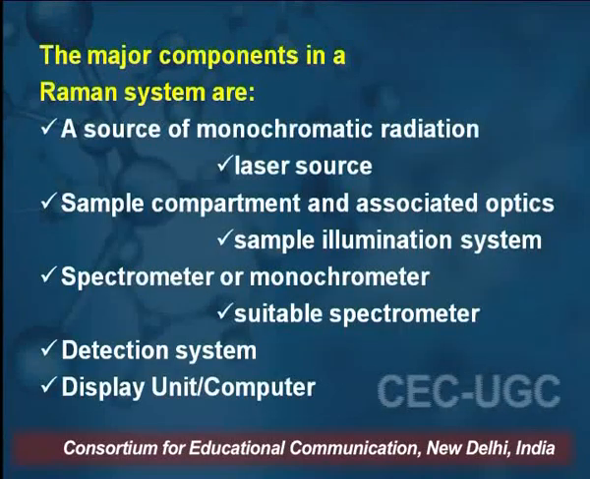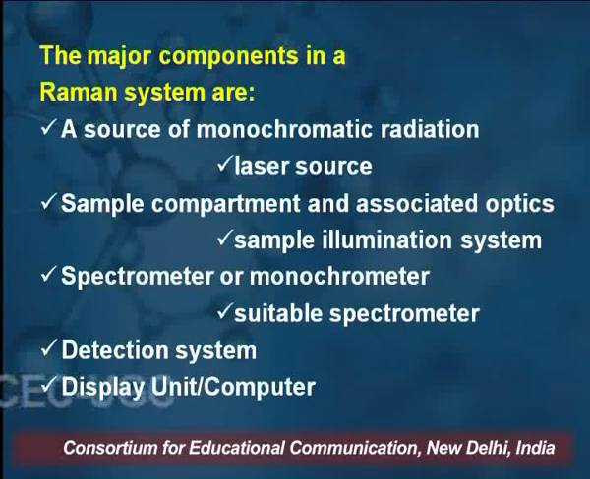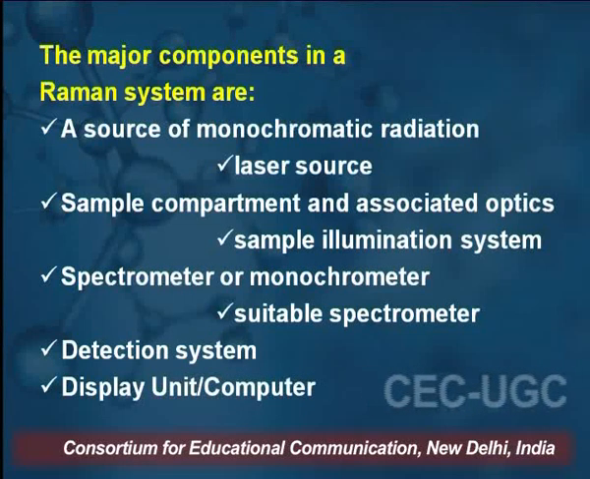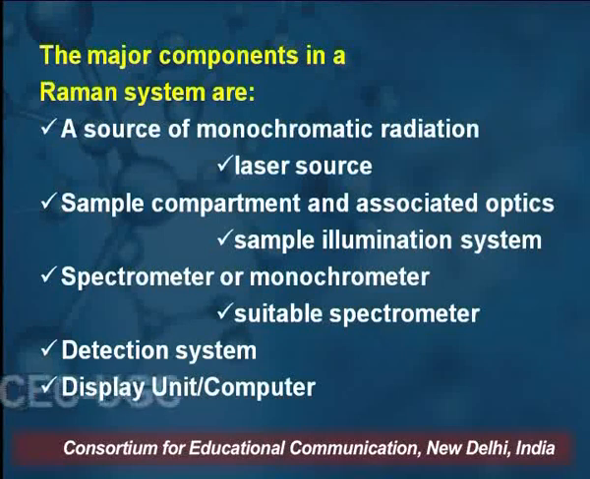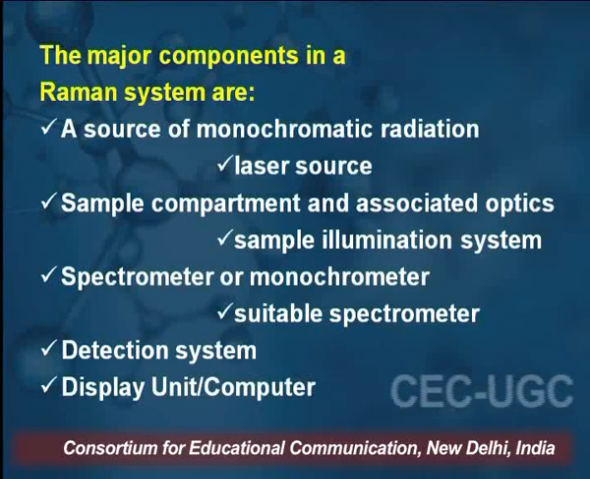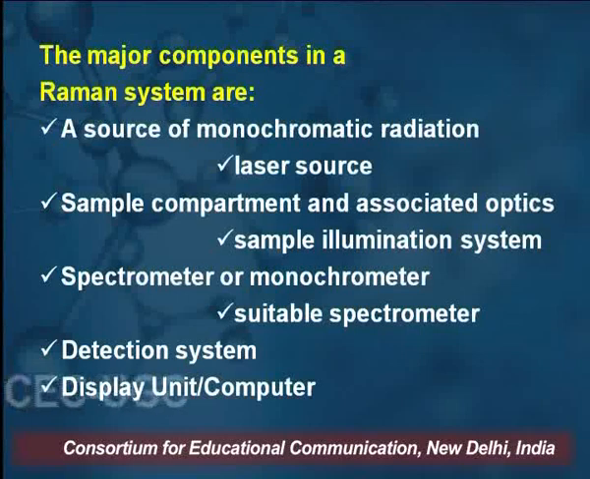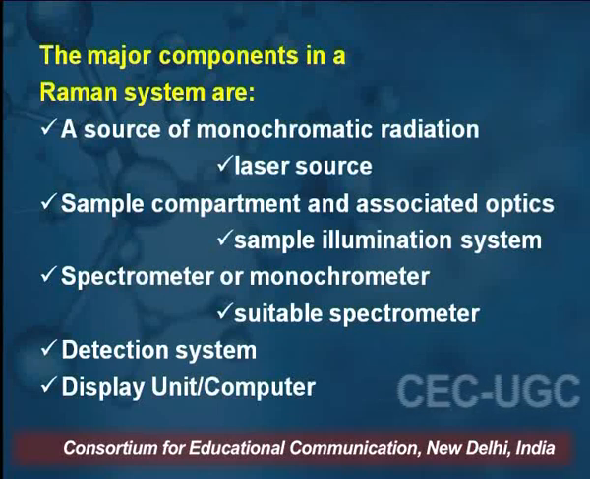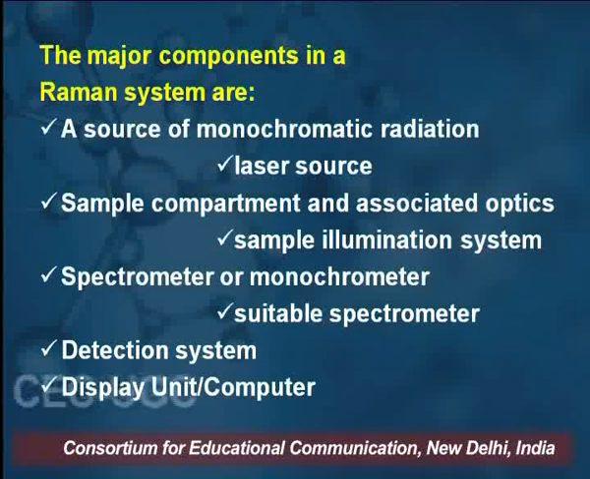Here, what are the main components in the Raman system? The source of monochromatic radiation, that is the laser source. Second is the sample compartment and the associated optics. The sample compartment may be of quartz or silica glass. So the sample holder being quartz is very important. That is also called the sample illumination system, where we put the sample in a cuvette.